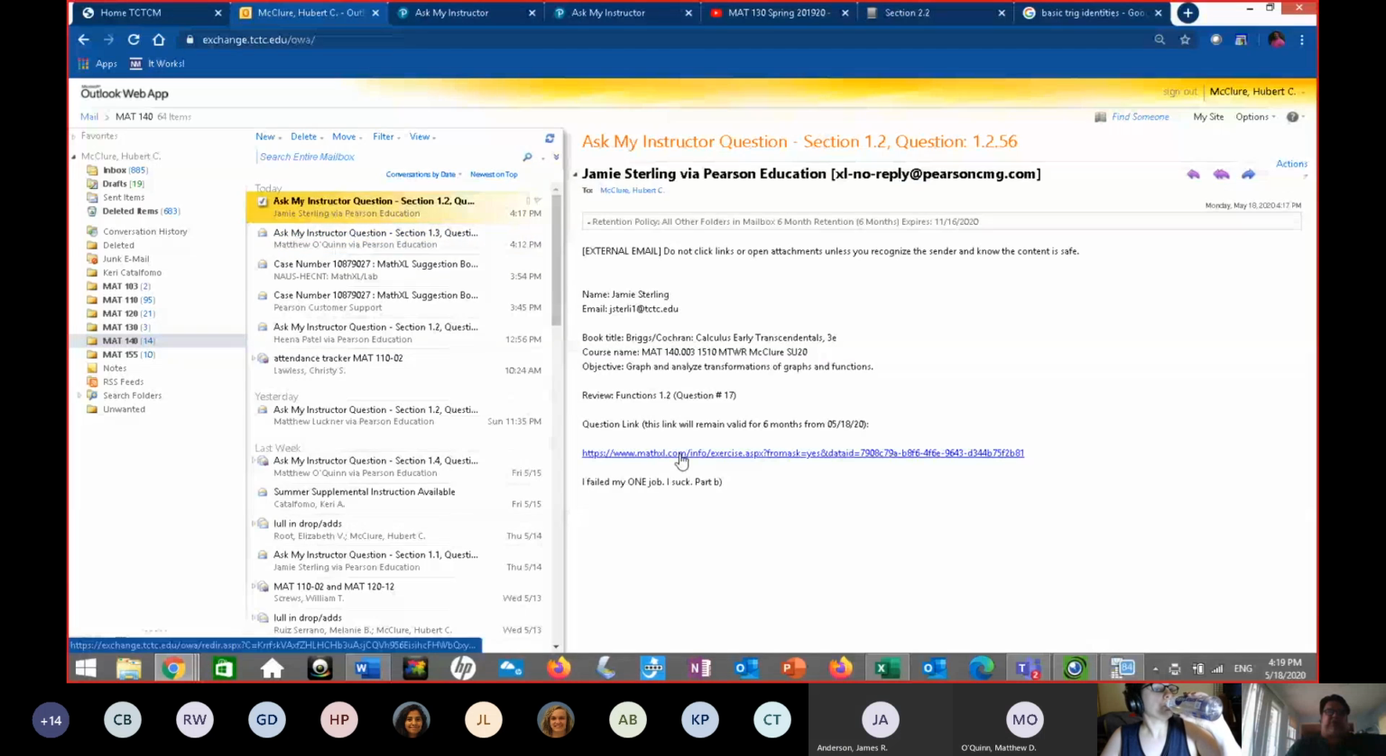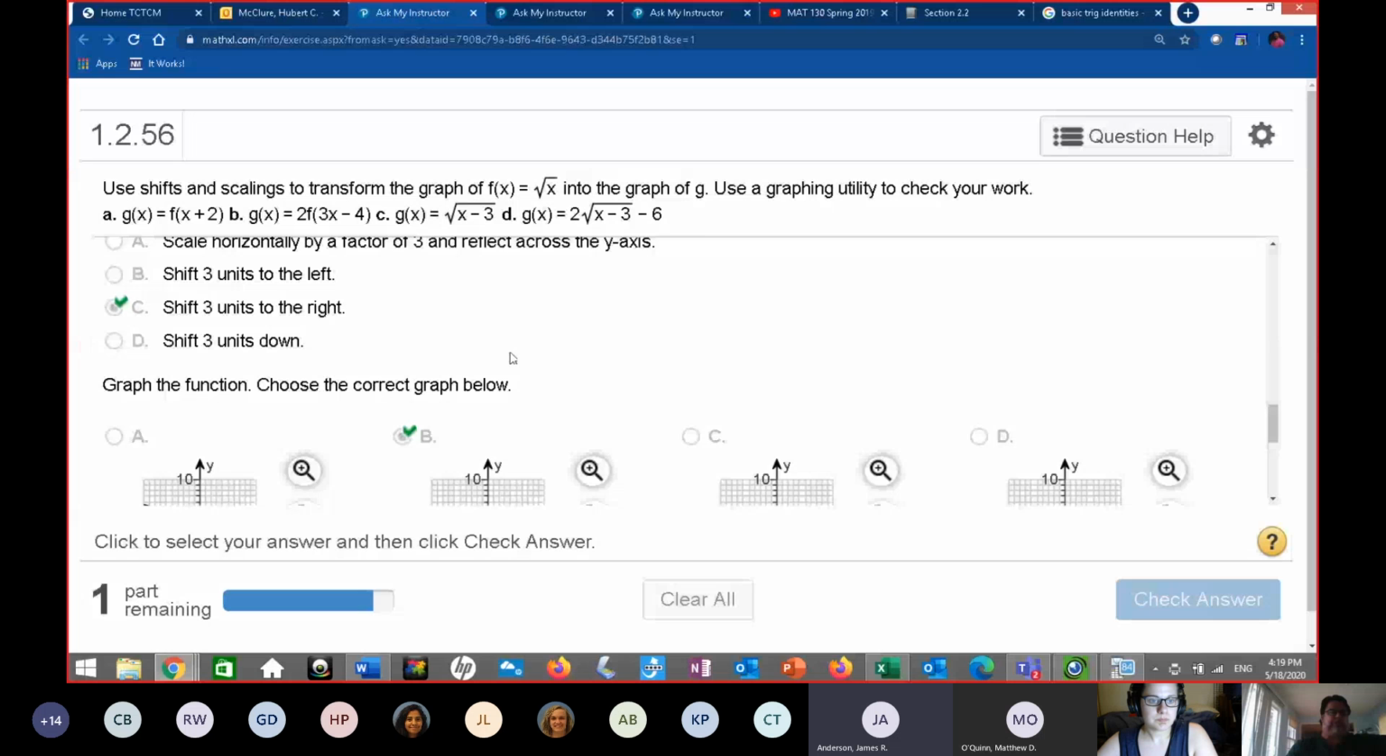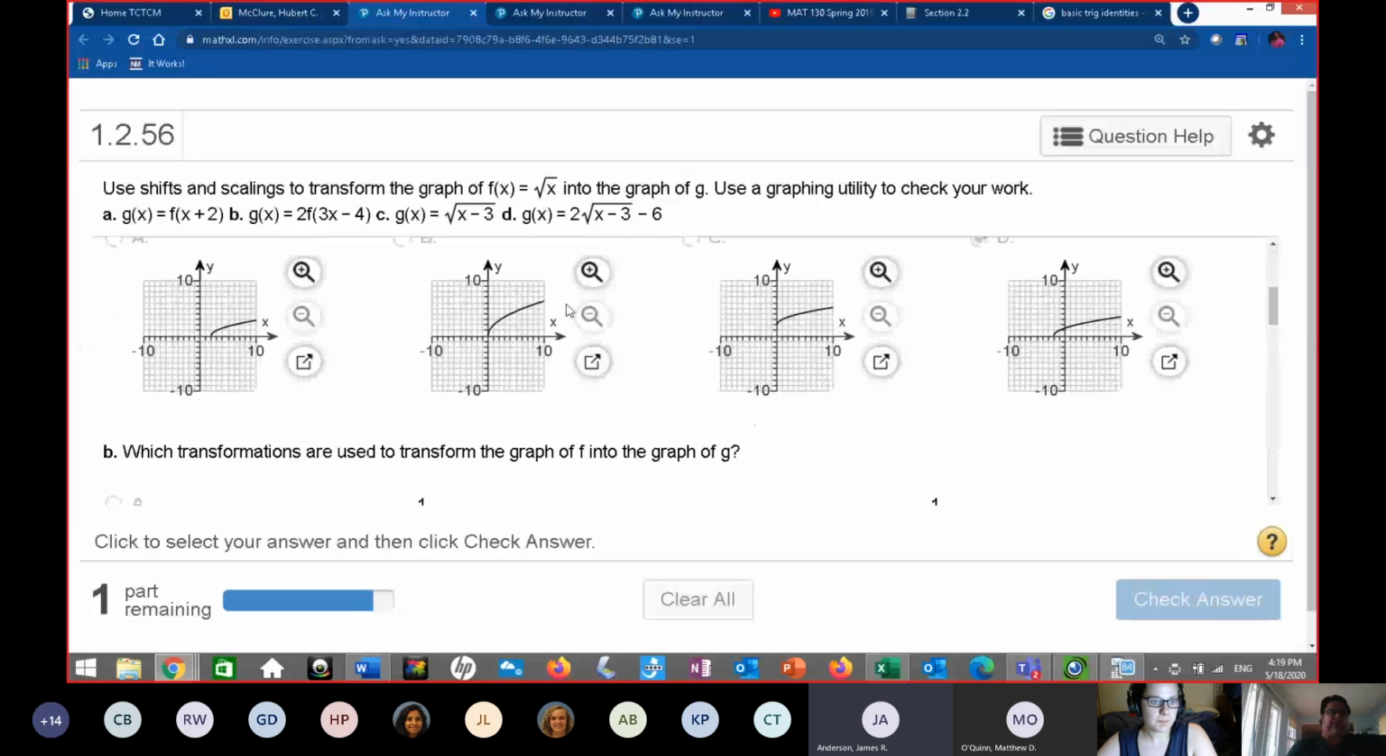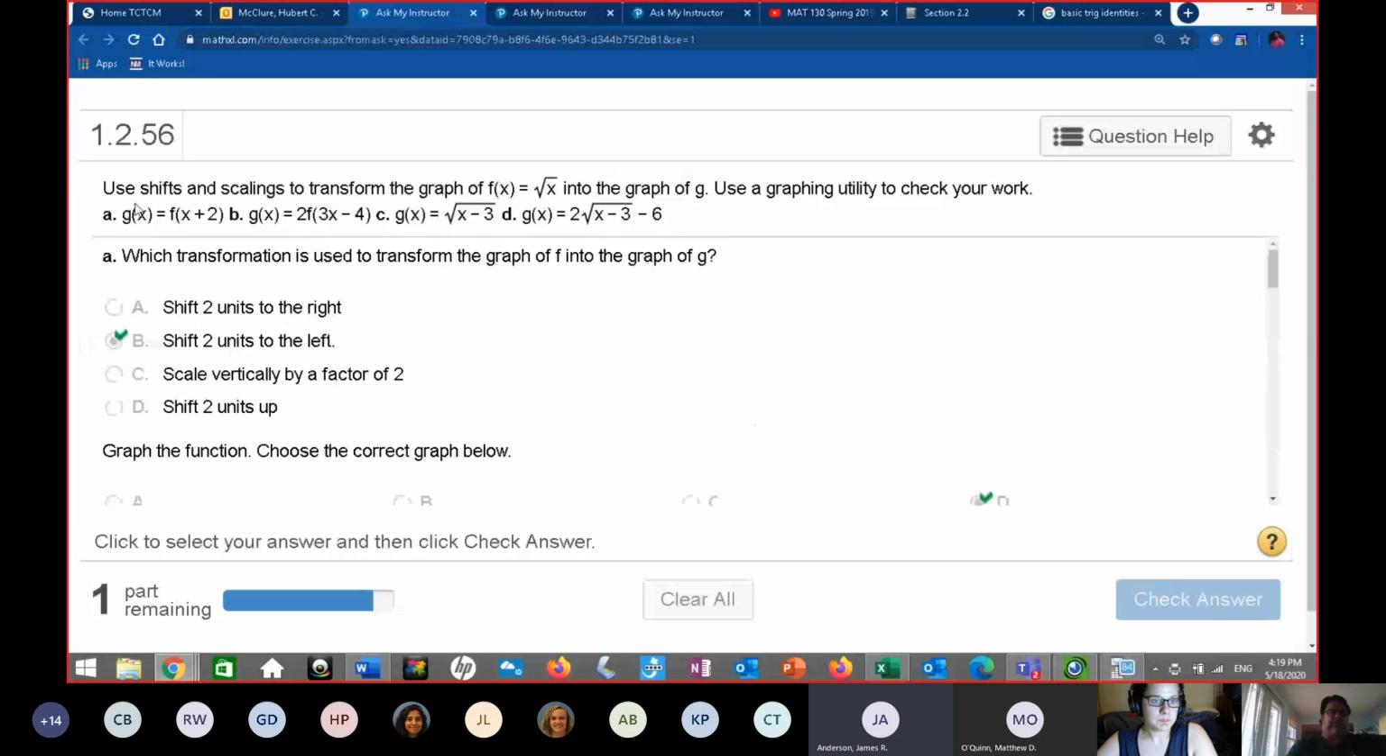I think that's 2f of 3x minus 4. I've never seen 2f times 3x minus 4. Okay, first of all, use shifts and scalars to transform. Okay, this is a test question. You sent a good question. All right, so f of x, let me get my handy dandy visualizer up.